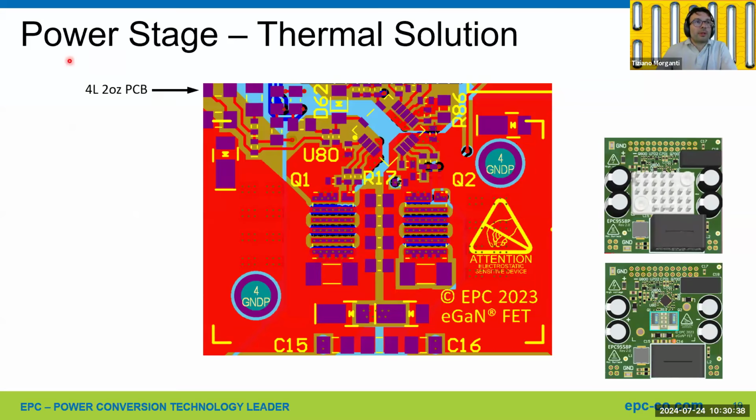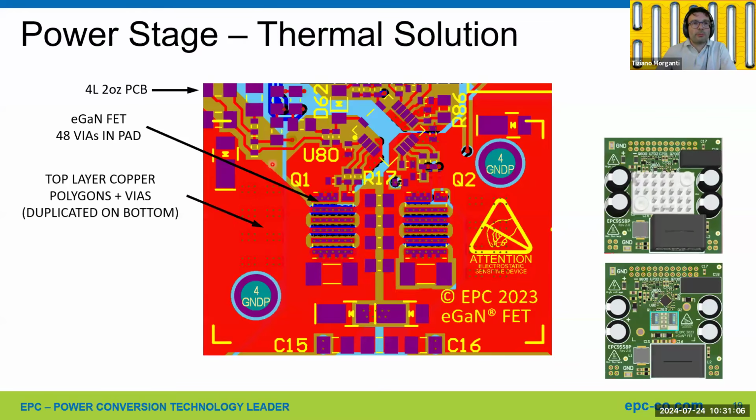In terms of the thermal solution we adopted in the power stage, one factor that is helping is the 2 ounce copper in the PCB. It helps to spread the heat on the PCB. Also, the via-in-pad are transferring the heat vertically into the PCB layers, and we also have additional vias here.